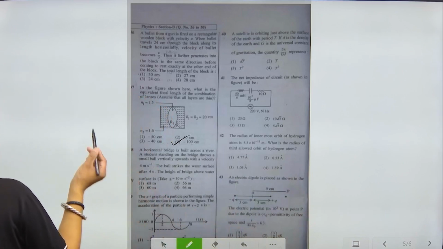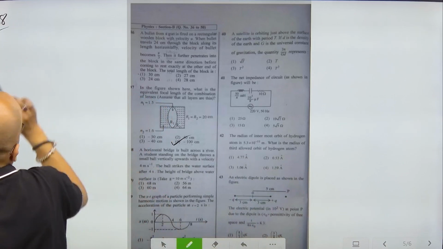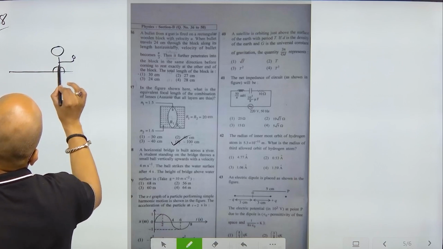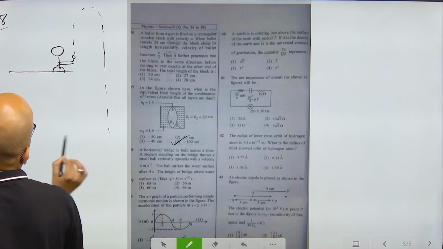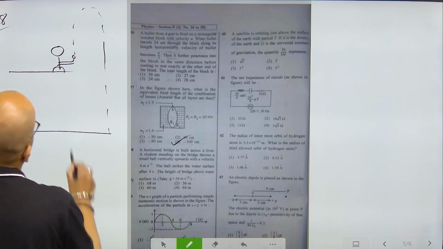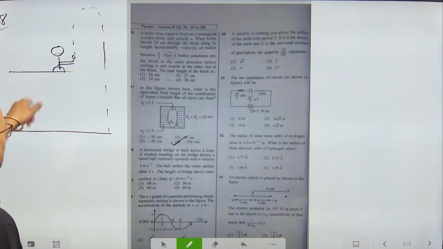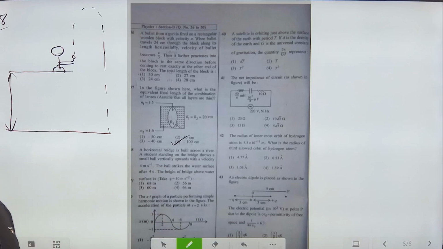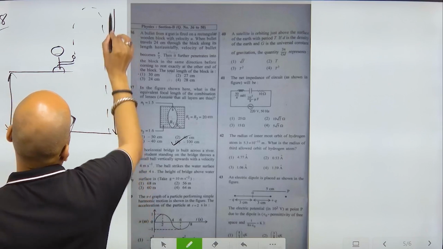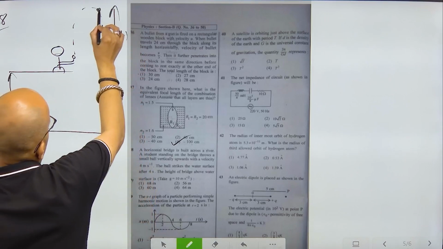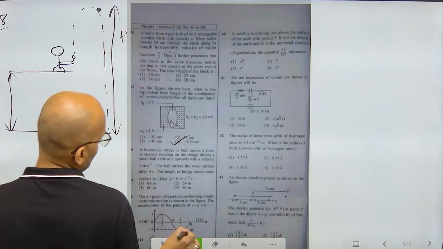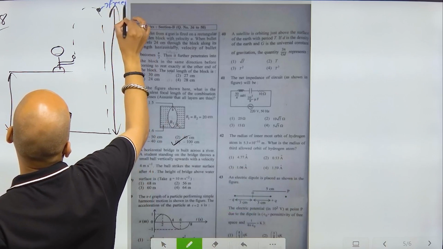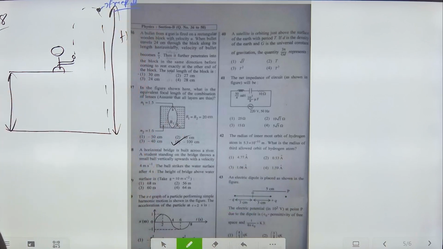The question is calculative. It is a bit lengthy, but conceptually it is very easy. If this is the bridge and this is the boy standing here, he throws the ball upwards and the ball falls down in a river. So we have to calculate what will be the height of this bridge. Fine. We have to calculate this height. Now, let this total height be capital H. From here, the ball is going to fall down. So this will be the free fall, right?